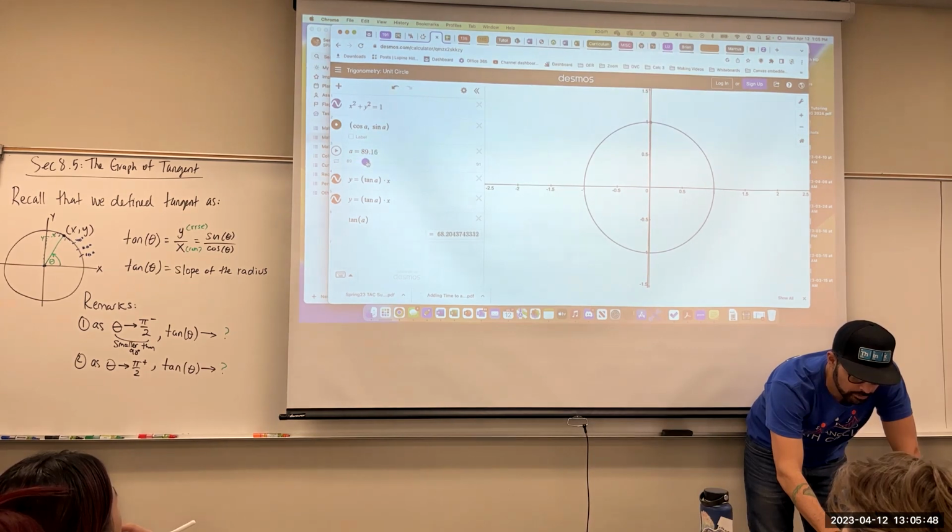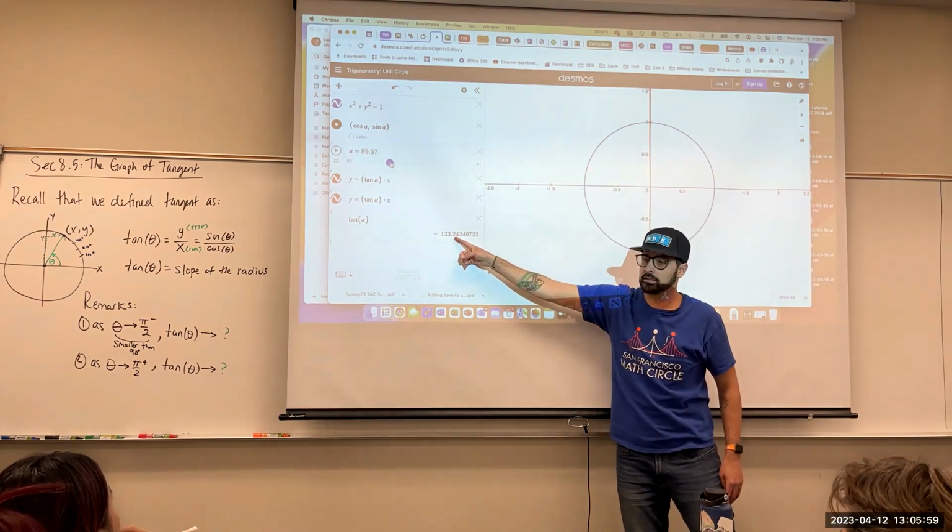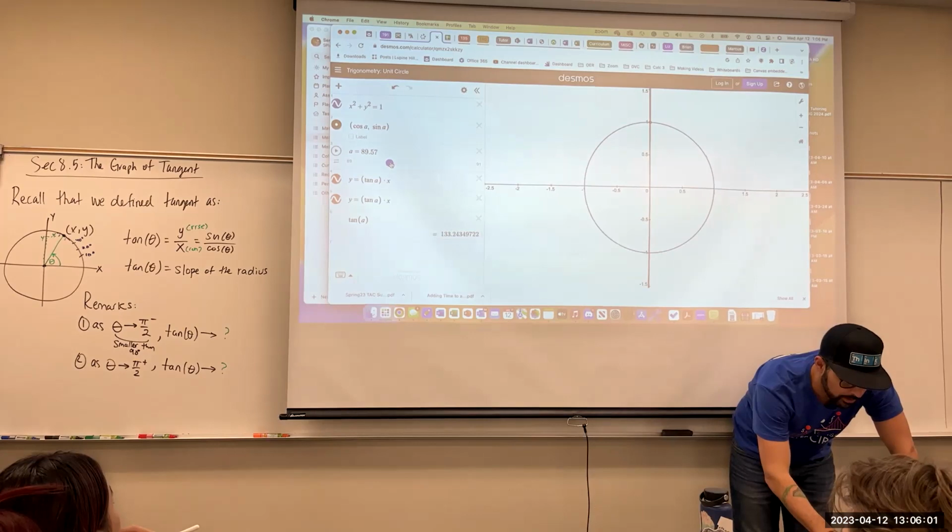The line keeps getting steeper and steeper and steeper. And so as I keep approaching 90 degrees from the left, from smaller angles, what's happening to tangent? It's getting hella big, right?